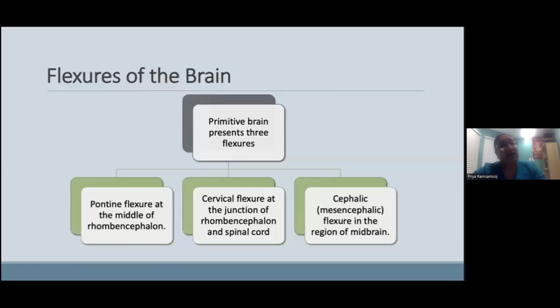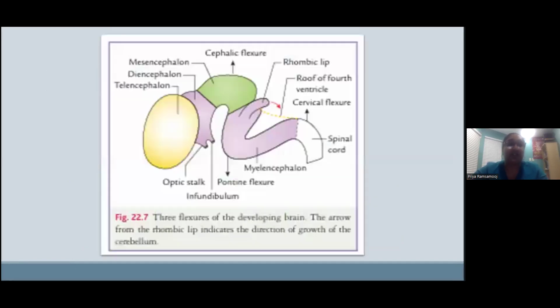The other important thing that we need to touch on when we think about the development of the brain would be the flexures of the brain. The primitive brain presents three flexures: your cervical flexure, which is at the junction of your rhombencephalon and your spinal cord, your cephalic flexure in the region of the midbrain, as well as your pontine flexure at the middle of the rhombencephalon. What becomes important is that these flexures help the brain to assume a configuration as a result of the differential growth of these vesicles and flexures.